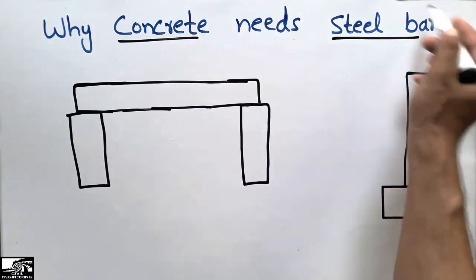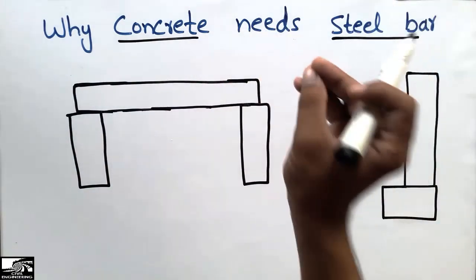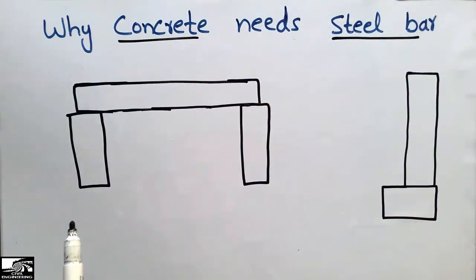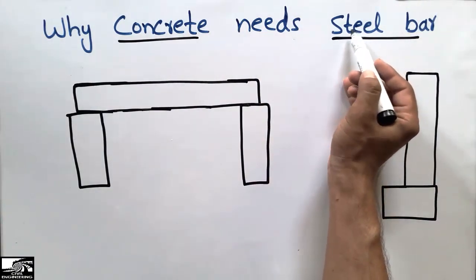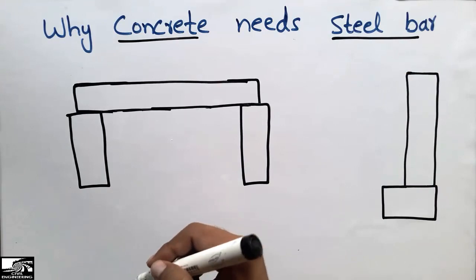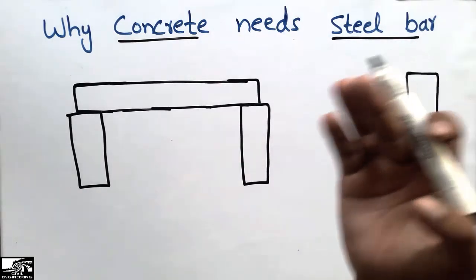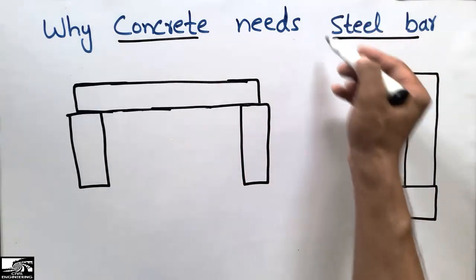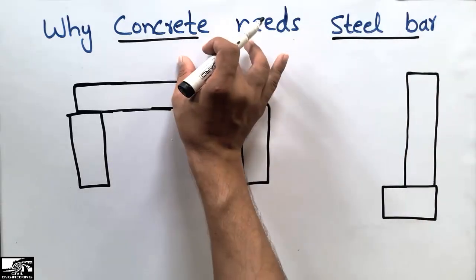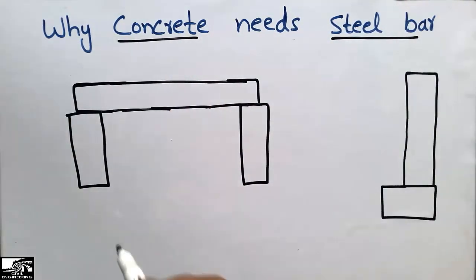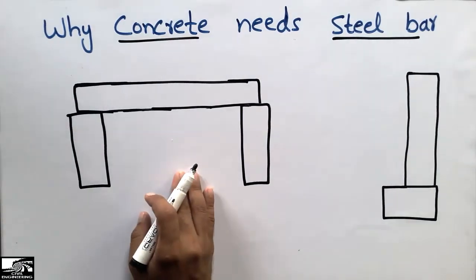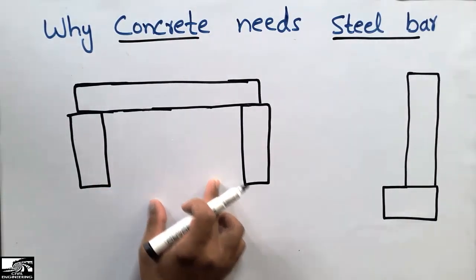So steel bars are able to take the tensile stresses of the structural member, and the tensile strength of steel is greater than other materials, like timber or glass. That's why steel bars are used in concrete, not other materials like glass and timber. Now coming to the example.